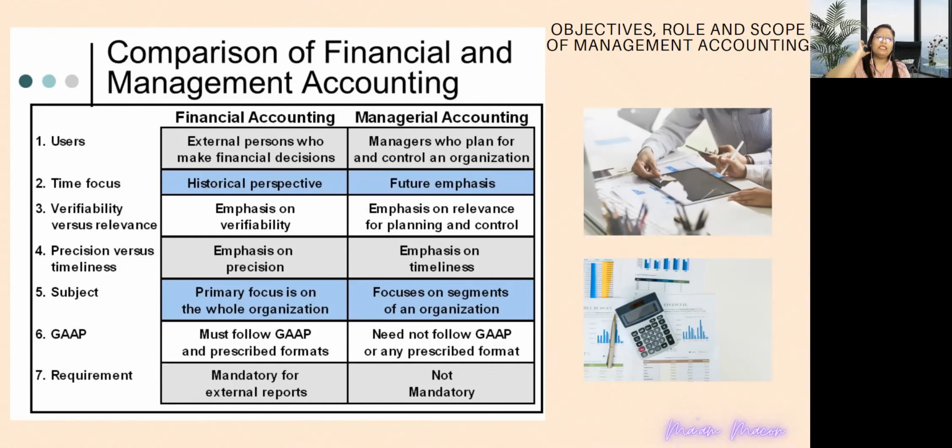Right? In terms of precision versus timeliness, financial accounting focuses on precision while management accounting is timeliness. Ano pong ibig sabihin nito? Like for example, we want to identify the amount of sales ng company. Yung company natin maraming branches. So kapag po financial accounting ang pinag-uusapan natin, the information about the sales must be precise and accurate. Meaning, if the total sales of all the branches combined is 14,545,633, it must be presented in the financial accounting at that amount.